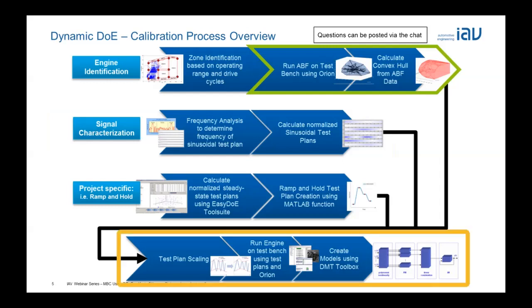Once the setup has been completed, we need to scale the test plan to the generated hull and then execute the testing on the test bench. Once the test data has been captured, we can generate the engine system models and use them to calibrate the engines or develop our control system.